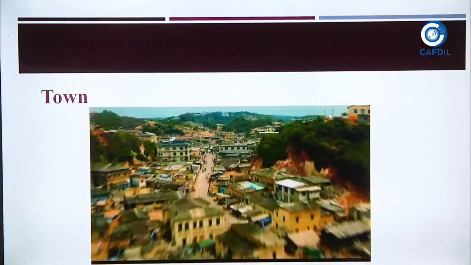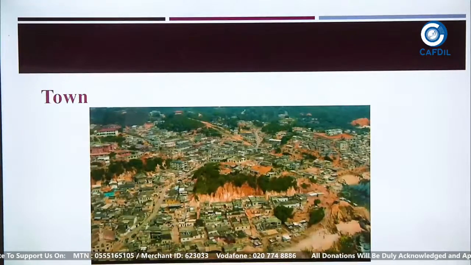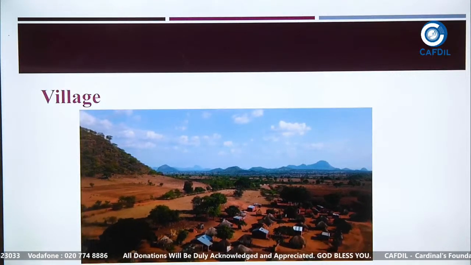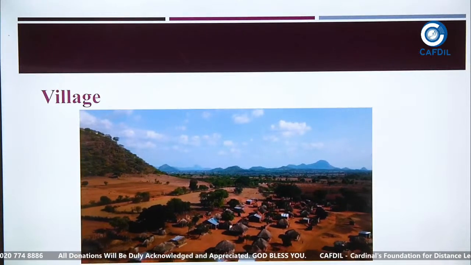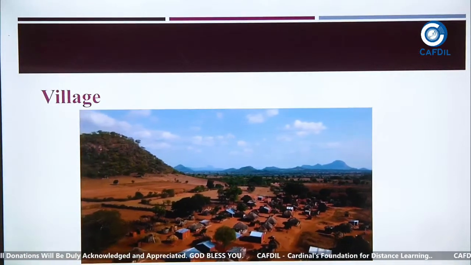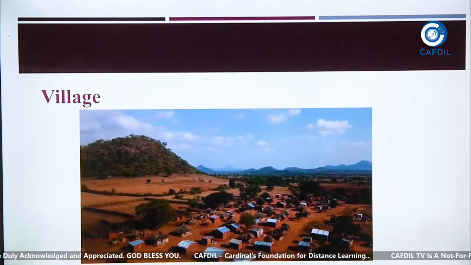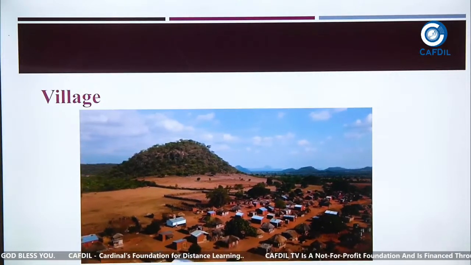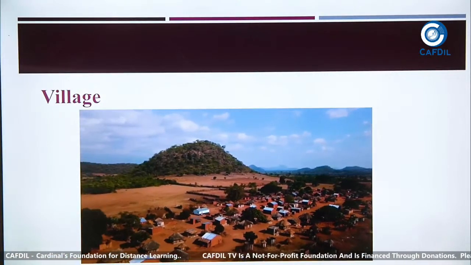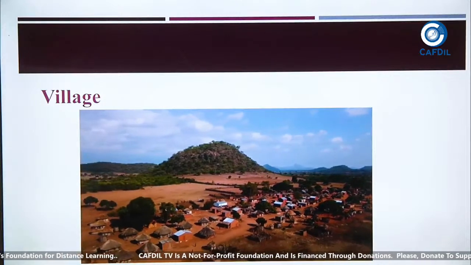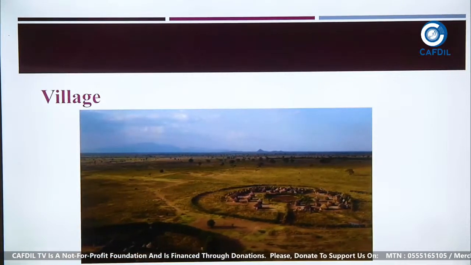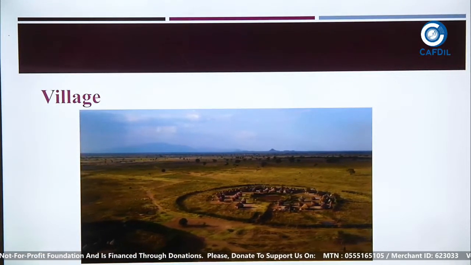Then we also have villages. Villages are smaller than towns, and this is how a village looks like. They live in mud houses. There are very few buildings in the village. They don't have tarred roads. They don't have good drinking water. They depend on streams and rivers. So this is how a village looks like.